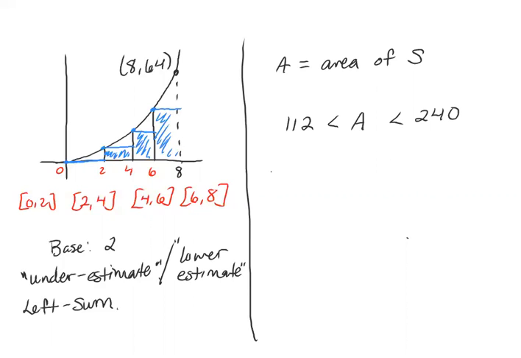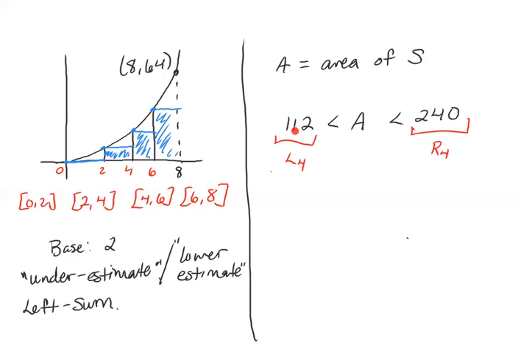The left sum in this case was an underestimate or a lower estimate. The right sum was an upper estimate. So this is what we got by calculating L4. This is what we got by calculating R4. And we can see that the actual area is somewhere in between these two.